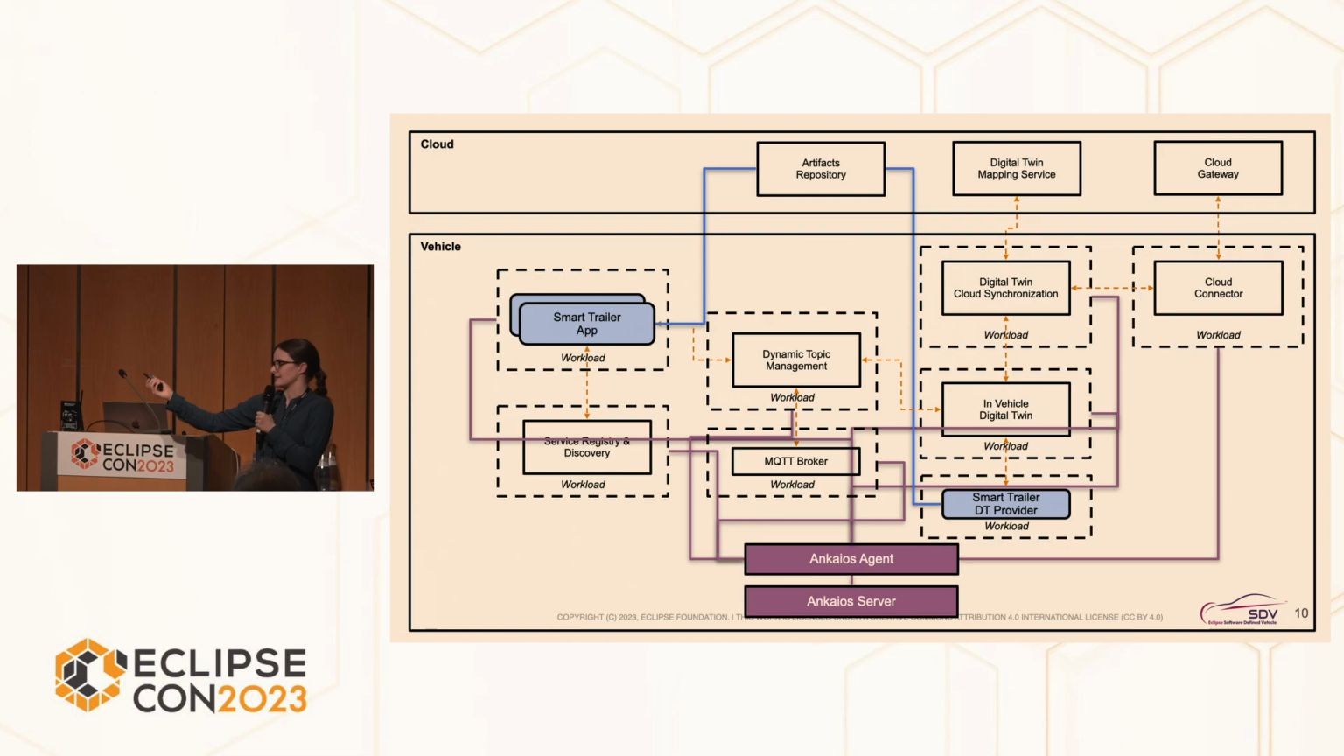In this case, the example is Ankaios. So we have the agent and server from Ankaios. And as I mentioned before, once the trailer is connected, a signal would be raised to the orchestrator, or a component that communicates with the orchestrator, to say, now we need to start up these new workloads.